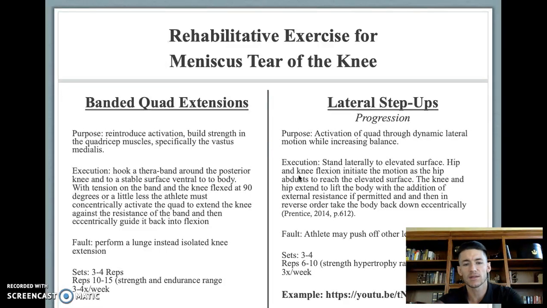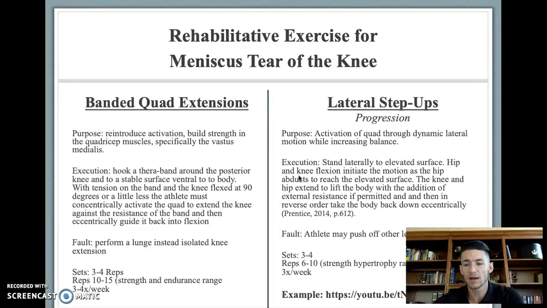Execution: you're going to hook a TheraBand around the posterior aspect of the knee and also to a stable surface in front of the body. Then with the tension of the band, you're going to flex the knee at about 90 degrees or a little bit less, resembling a lunge position, but you're going to concentrically activate the quadricep muscle against the resistance of the TheraBand and then eccentrically guide your knee back into flexion.